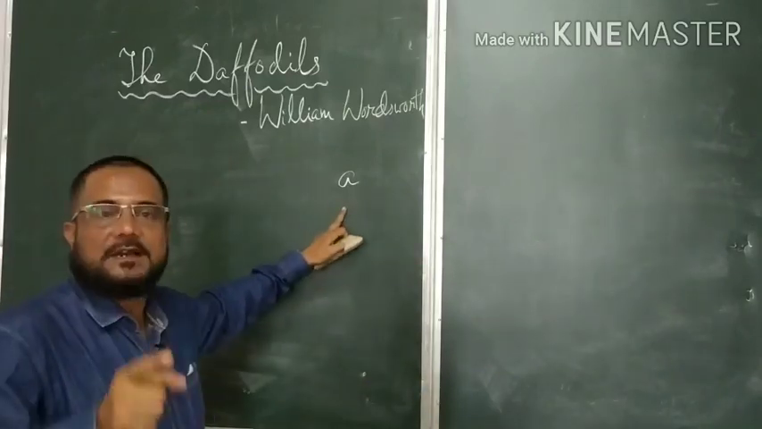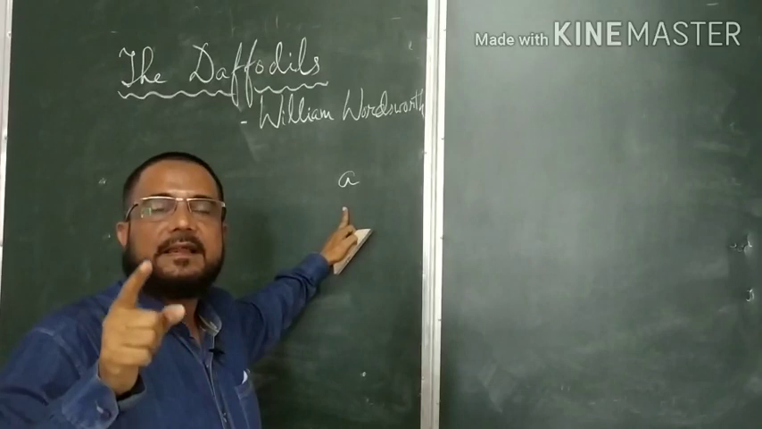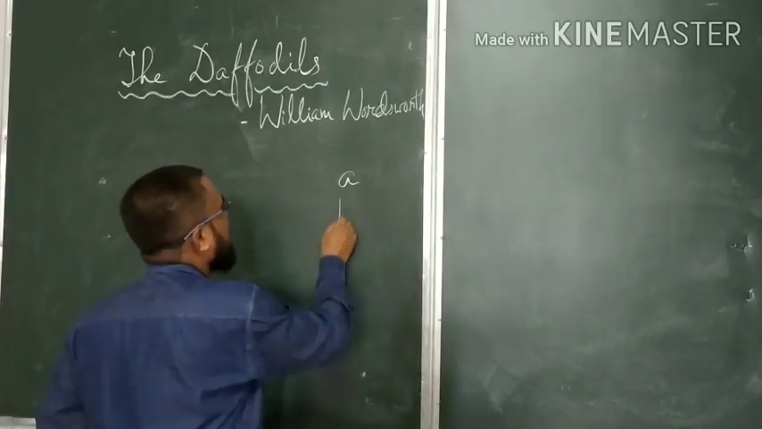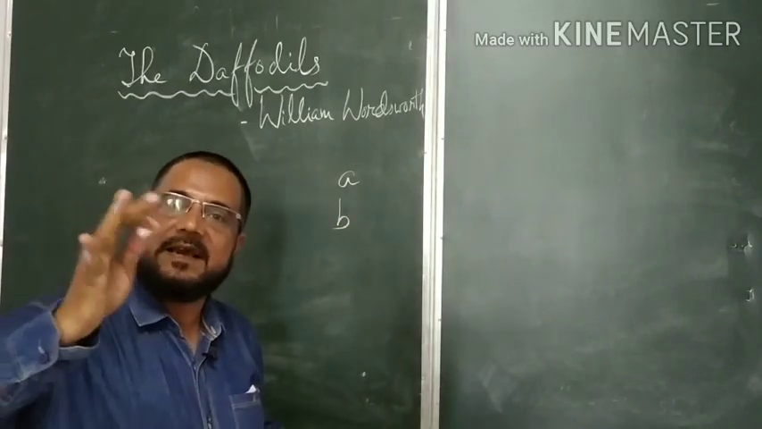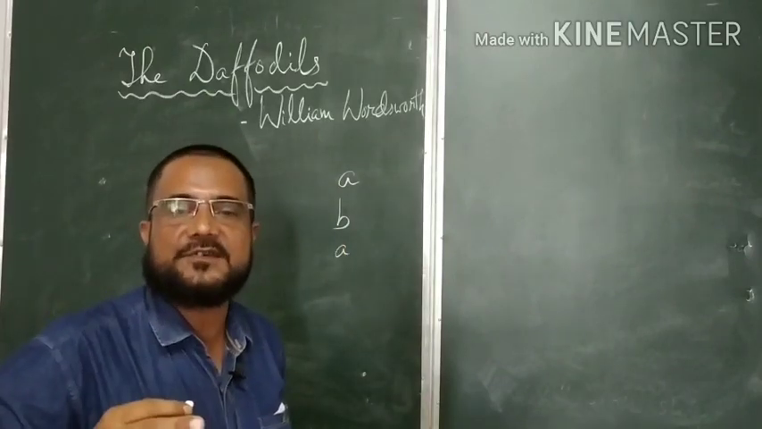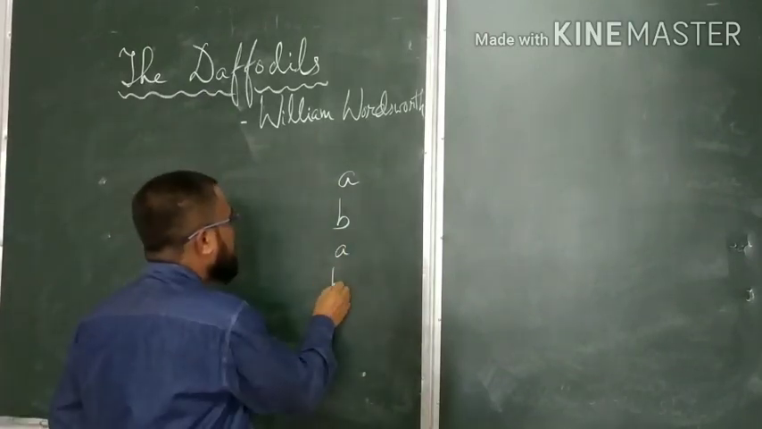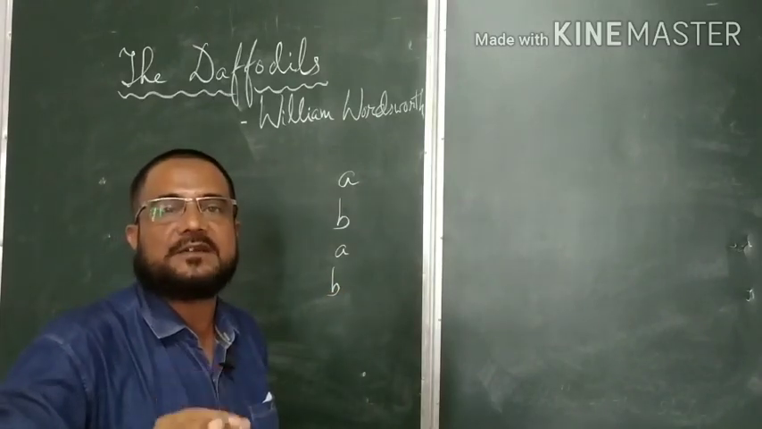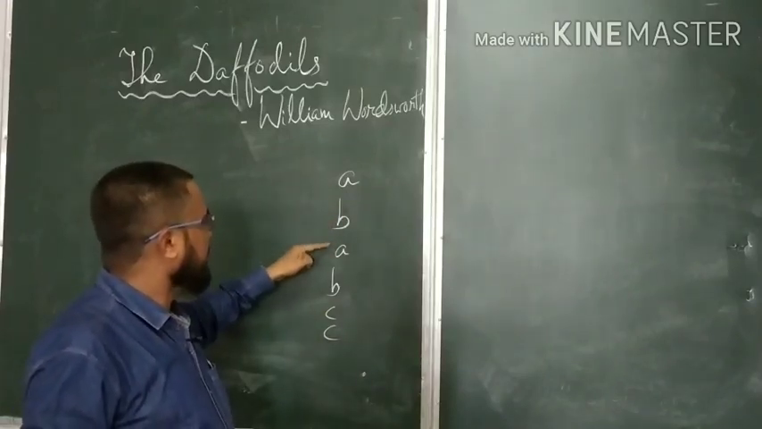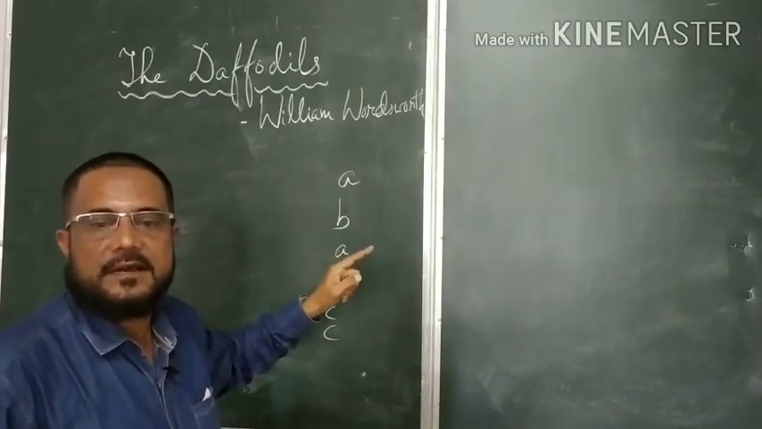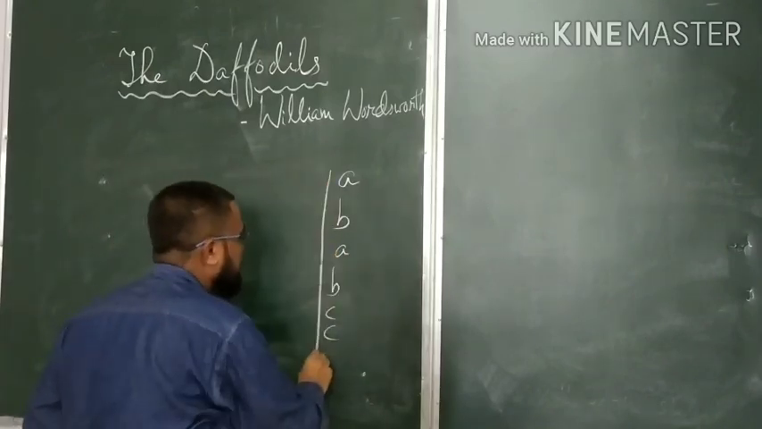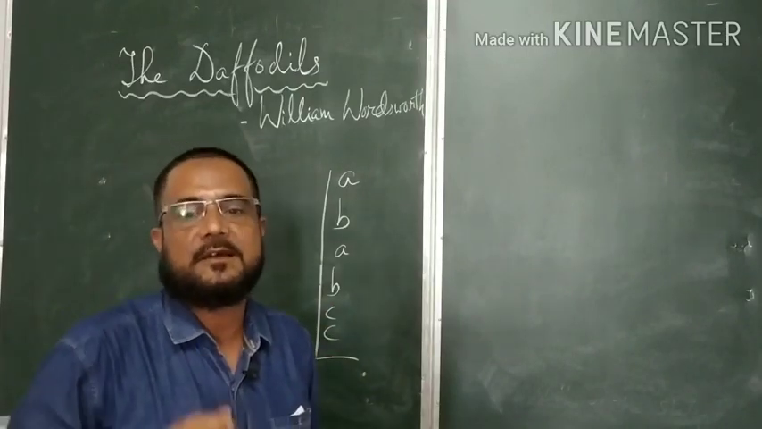So cloud we get at the end of the first line, we name it A. Then in the second line it's hills, we call it B. Third line again it is like A. Coming to the fourth line, it is similar to the second line, it is B. And the last two lines in the first stanza, C, C. A, B, A, B, C, C. This is the rhyme scheme of the first stanza of the poem The Daffodils.